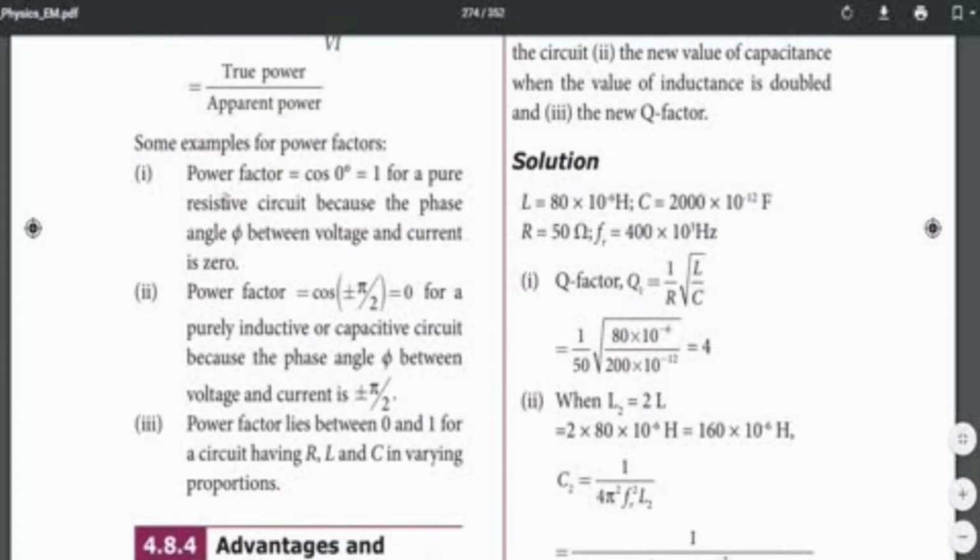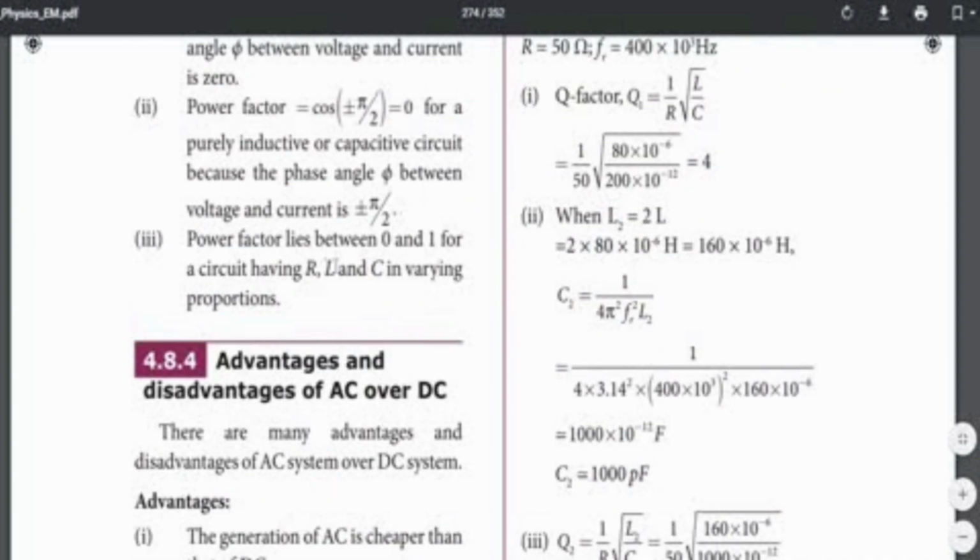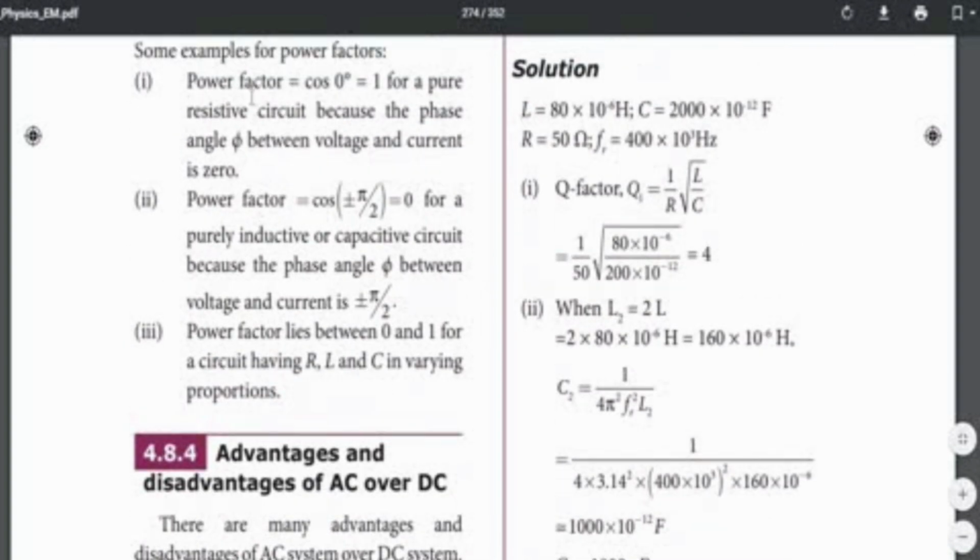Some examples. Power factor cos phi equals cos 0, which becomes 1, meaning the phase angle between the voltage and current becomes 0. Suppose it is capacitive or inductive, we already know it is cos of plus or minus pi by 2, so that is also 0. Then in the last case, power factor lies between 0 and 1. From these cases we finally understand that power factor only lies between 0 and 1. So if there is a capacitor or inductor, that value will be zero. When there is resistance, it will be maximum. For values in between the two, the value should be between 0 and 1.